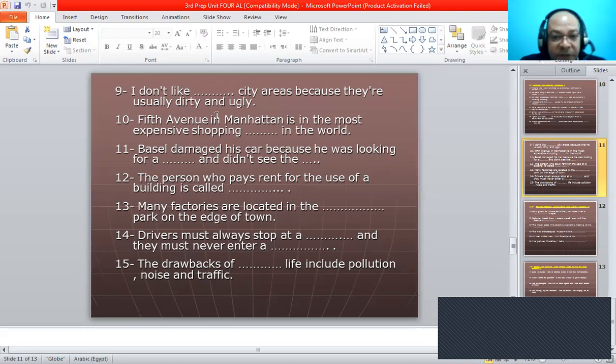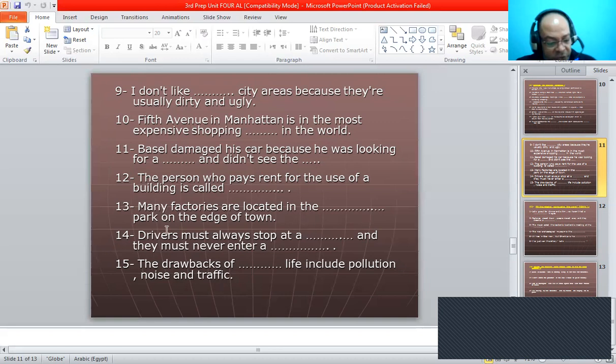Number 12: The person who pays rent for the use of a building is a tenant. Number 13: Many factories are located in the industrial park on the edge of the town.